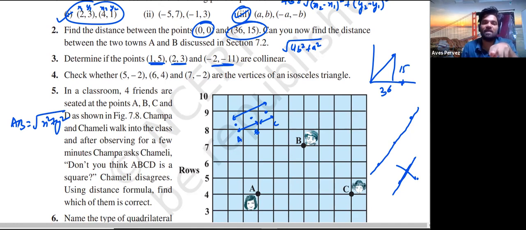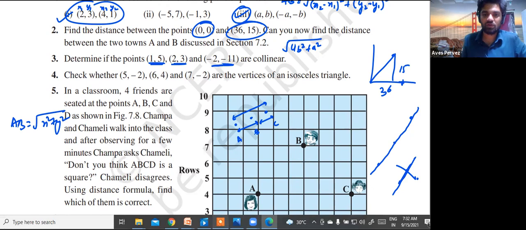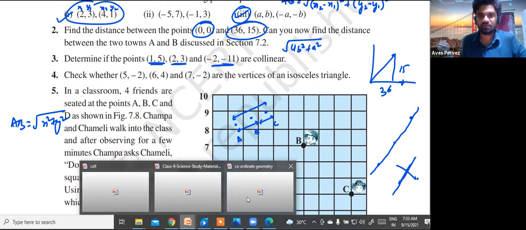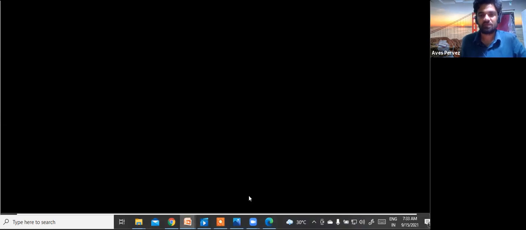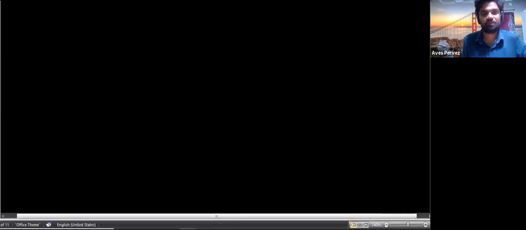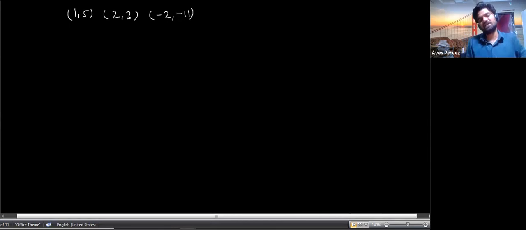For example, if I'm writing here 1.5, 1, 15, 23, let me check. Let me solve this. So if I'm having 3 points, one is this, and another one is this. If I'm saying that these 3 points are collinear, what must be the condition? What would I do to check?